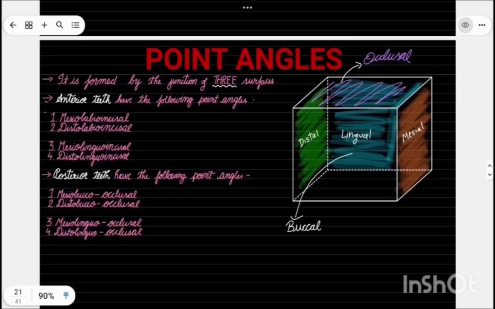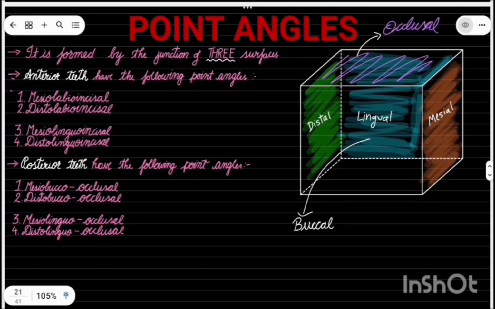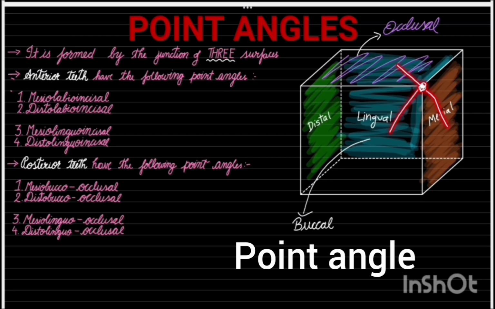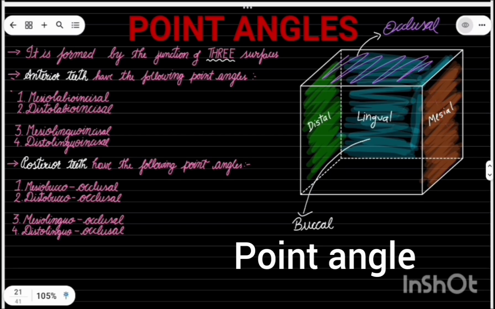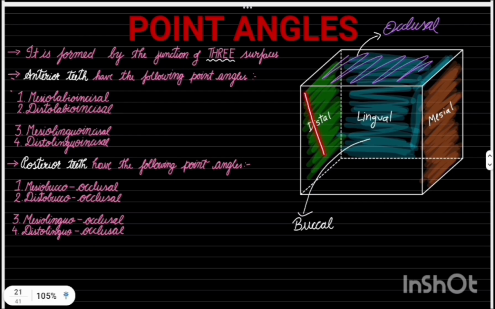Now we have the point angles. Point angles are formed by the junction of 3 surfaces. Here also imagine the same cube or cuboid. Where the 3 surfaces meet, we will have a point angle. So in the anterior teeth, when the mesial surface, the labial surface and the incisal surface meet, we will have the mesio-labio-incisal point angle. Similarly, on the distal side, we will have the disto-labio-incisal point angle.